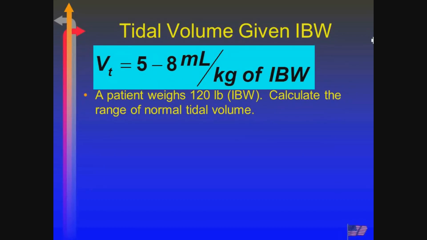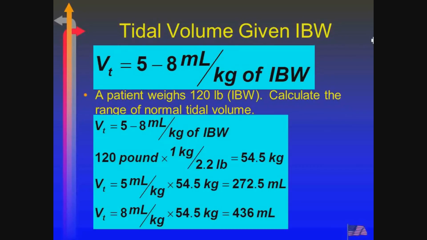If I know what their ideal body weight is, I can calculate the normal range of tidal volumes. First of all, I have to convert that 120 pounds to kilograms. That sounds like a good question for later on today. 120 pounds times 1 kilogram divided by 2.2, that's our conversion factor, gives 54.5 kilograms. I then multiply that 54.5 by 5 and by 8, and that's my tidal volume range.